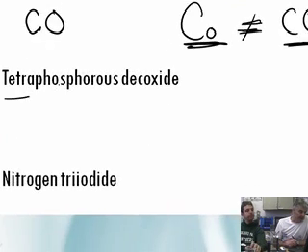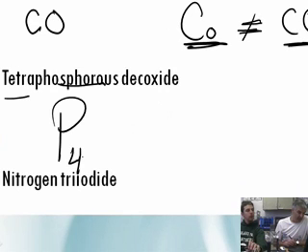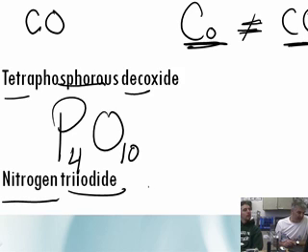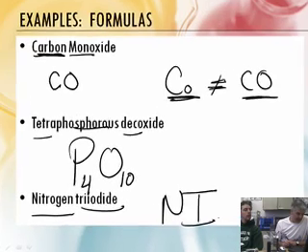All right. Tetraphosphorus. Tetra means 4, and phosphorus is P. Decoxide, I think we've seen this: O10. Didn't we just do that on the last page? Well, we did it in the other direction, so I guess it's a new problem. Nitrogen triiodide. Nitrogen is N, I, and tri means 3.